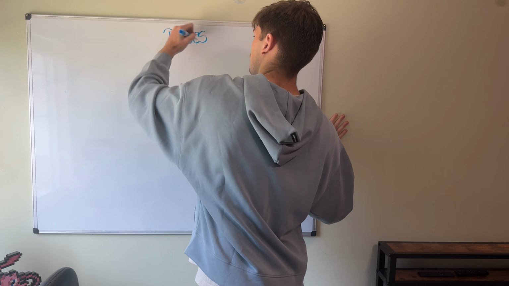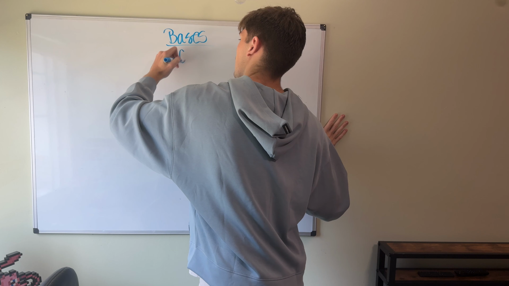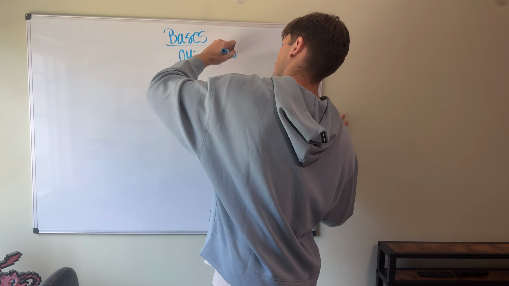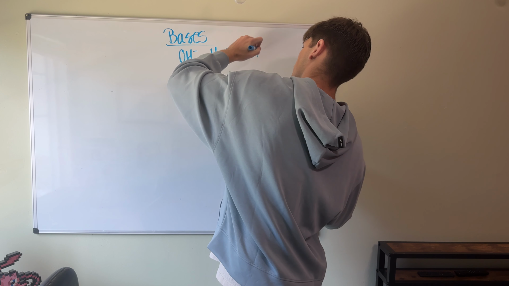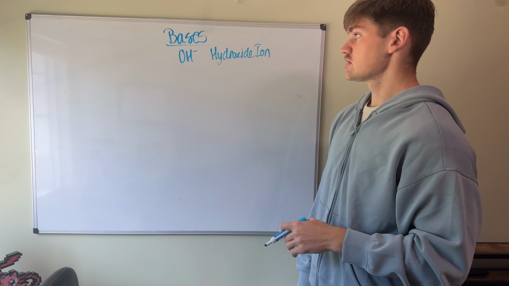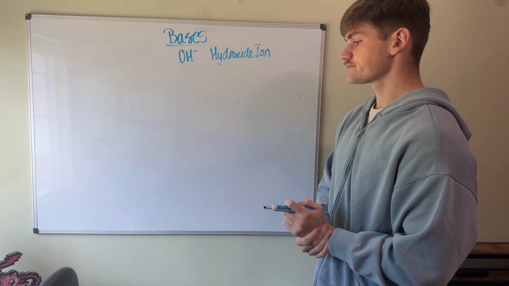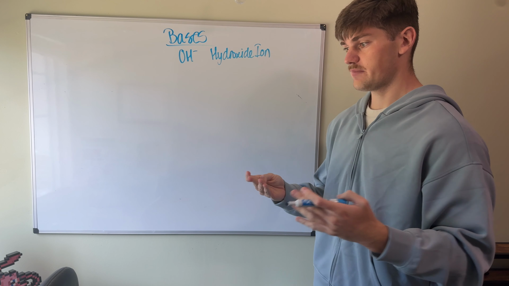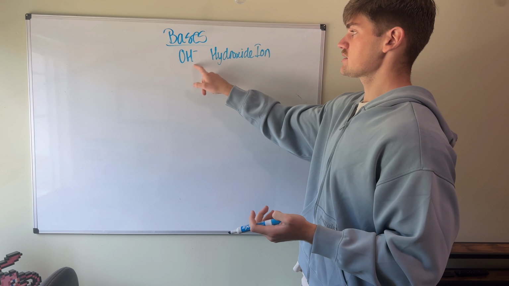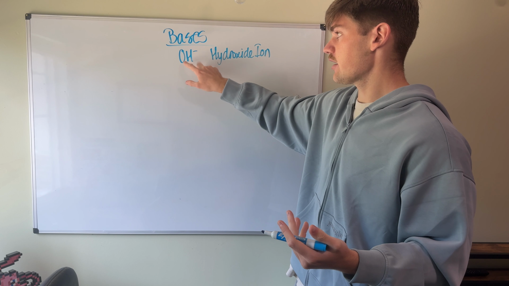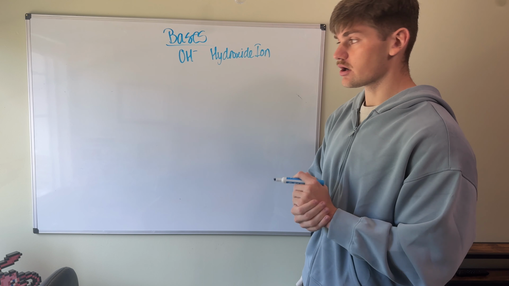When talking about bases, we have this thing known as a hydroxide ion, and all it is is OH minus. When we're talking about different types of bases, we need to understand that this OH, the same way as a polyatomic ion, is going to have the entire O and H carry a -1 charge.